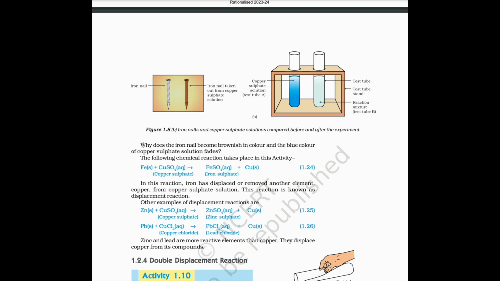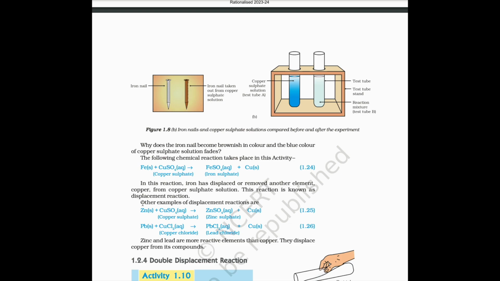The following chemical reaction takes place in this activity. Fe(s) + CuSO4(aq) converts to FeSO4(aq) + Cu(s). In this reaction, iron has displaced or removed another element, copper, from copper sulfate solution. This reaction is known as displacement reaction.